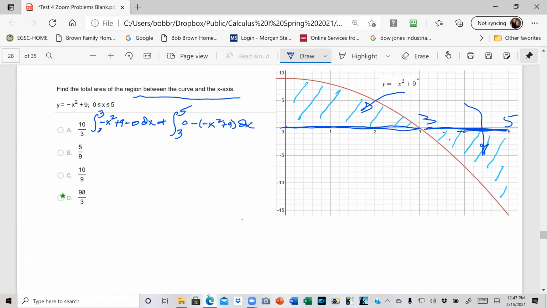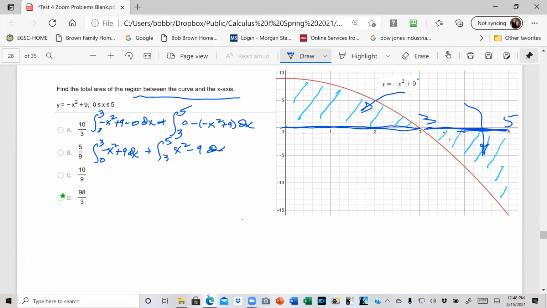And to simplify this a little bit before we integrate, it'd be between 0 and 3, minus x squared plus 9 dx, plus the integral from 3 to 5 of x squared minus 9 dx.